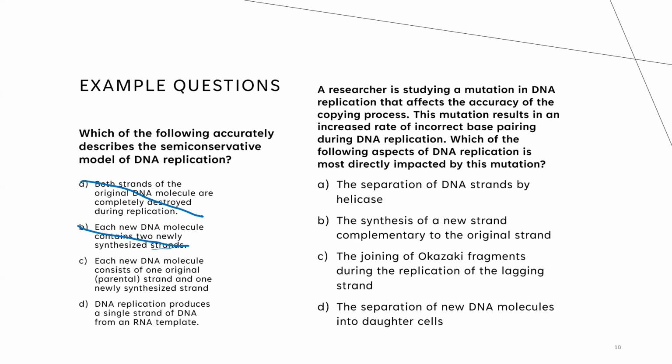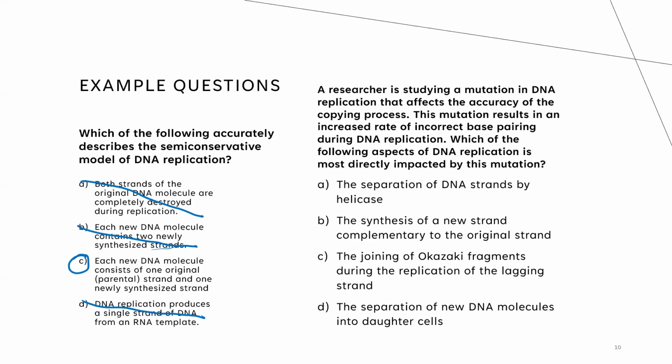So it's not 2 new on each one. C, each new DNA molecule consists of 1 original, okay, now we're talking, and 1 newly synthesized. Okay, probably this one. And D, DNA replication produces a single strand of DNA from an RNA template. That's definitely not what we're doing. That's what reverse transcriptase does. So it's not that one. So C is our answer.